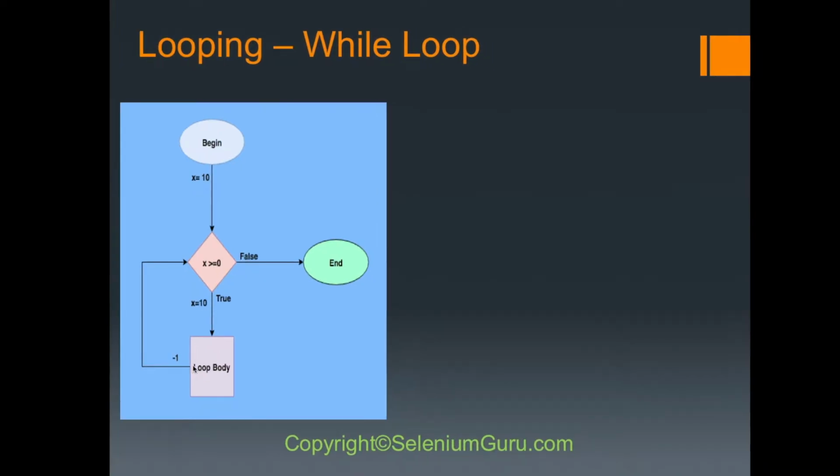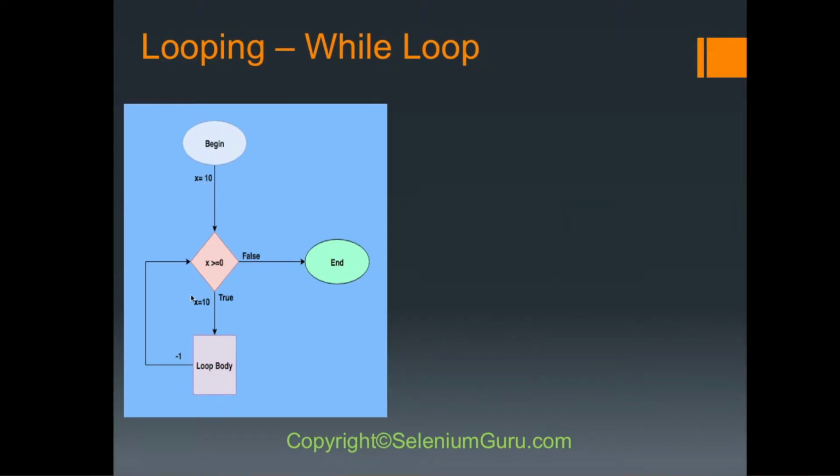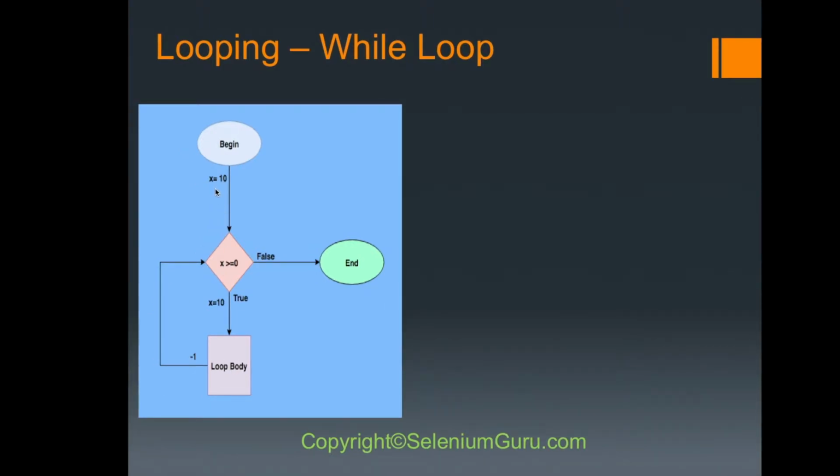My code here is decrementing this x variable by 1. Then it goes back here. So now it becomes 9. 9 is greater than or equal to 0, true, and it's going to go back in here and execute in a loop, until and unless this x is 0.